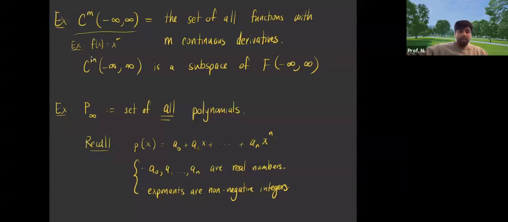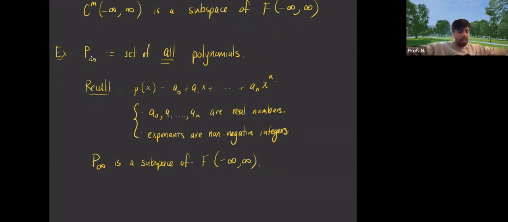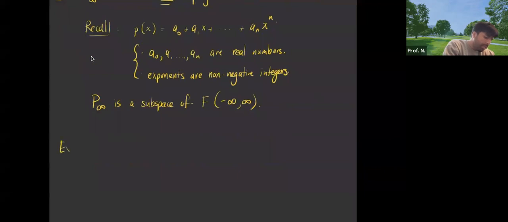If you take the set of all polynomials, you get a subspace. So P is a subspace of F. Take all the functions that are defined on negative infinity to infinity, and a subset of those are called polynomials. Because of course you have other kinds of functions: exponential, trigonometric, logarithmic. Those functions are in F, but this defines only polynomials. And we can get even more specific.